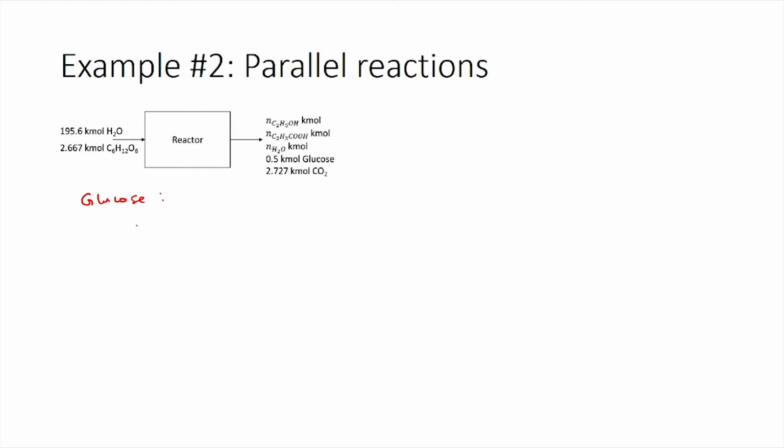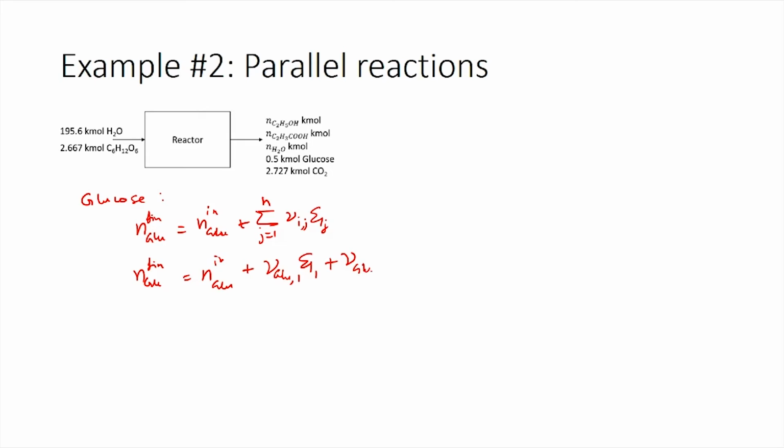The glucose balance would look like this: you have glucose final would be equal to glucose initial plus sigma of j equals 1 to n nu ij, stoichiometric coefficient, times extent of reaction for the reaction J. Glucose actually takes part in both the reactions, which means this equation becomes N glucose final is equal to N glucose initial plus the stoichiometric coefficient of glucose in the first reaction times the extent of reaction for the first reaction plus the stoichiometric coefficient of glucose in the second reaction times the extent of reaction for the second reaction.